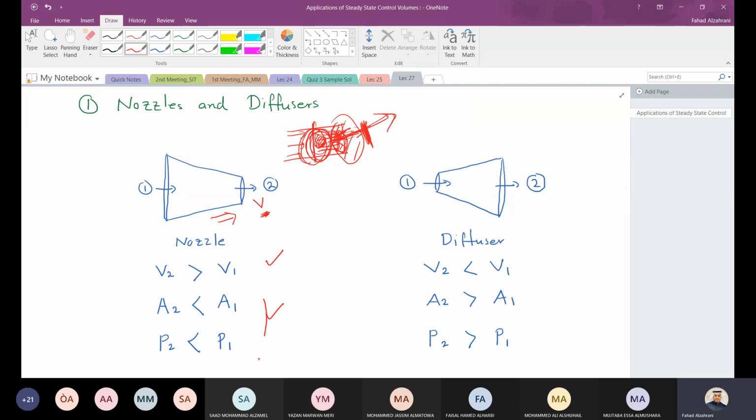The diffuser is exactly the opposite. The objective of a diffuser is to reduce the velocity. Let's say I have a high velocity fluid and I want to reduce this velocity, so I can use a diffuser, which increases the surface area in the direction of flow. This reduces the velocity at the exit, and the pressure at the exit will also increase. So this is what a diffuser and a nozzle are.